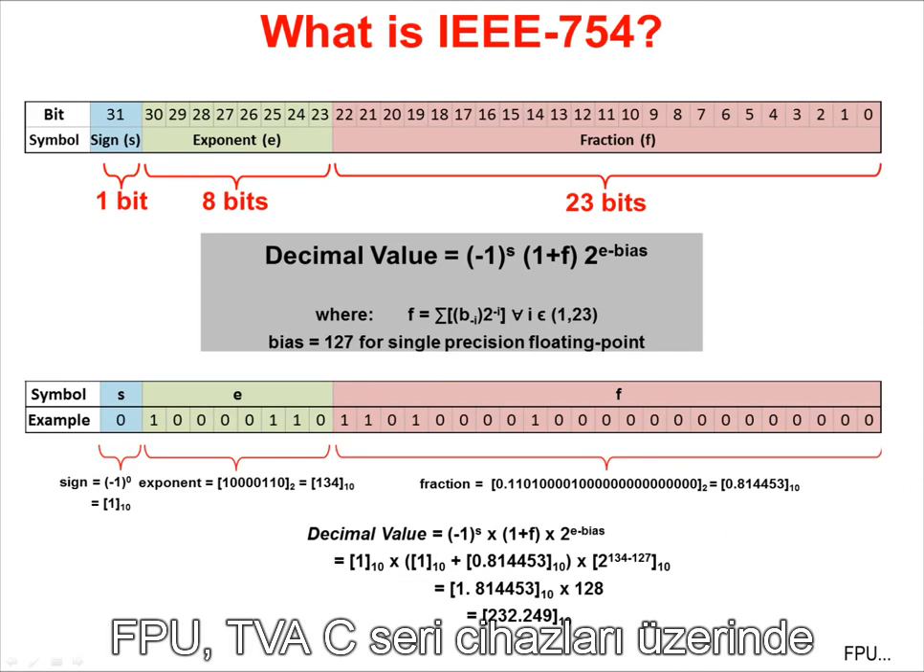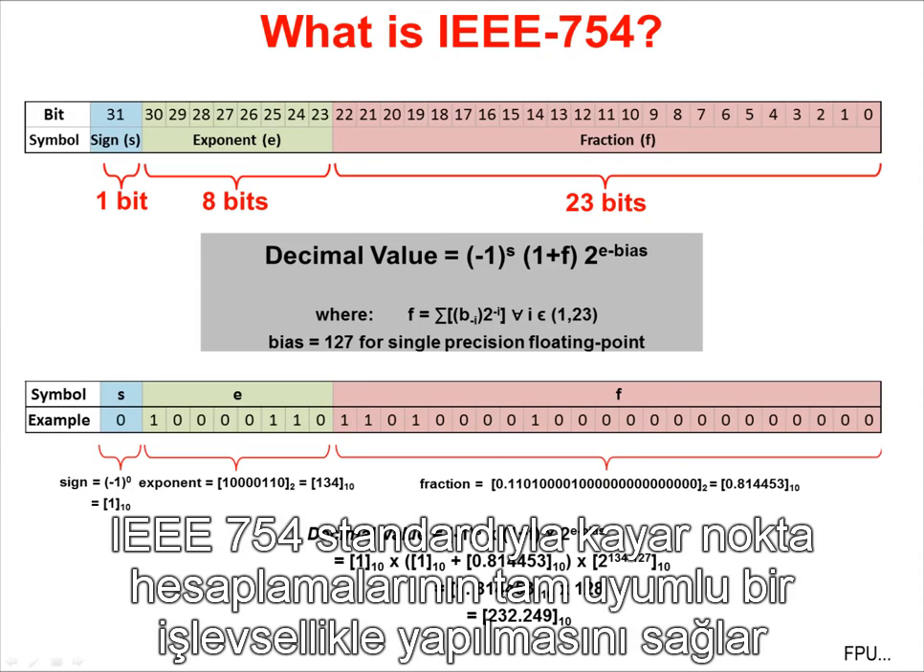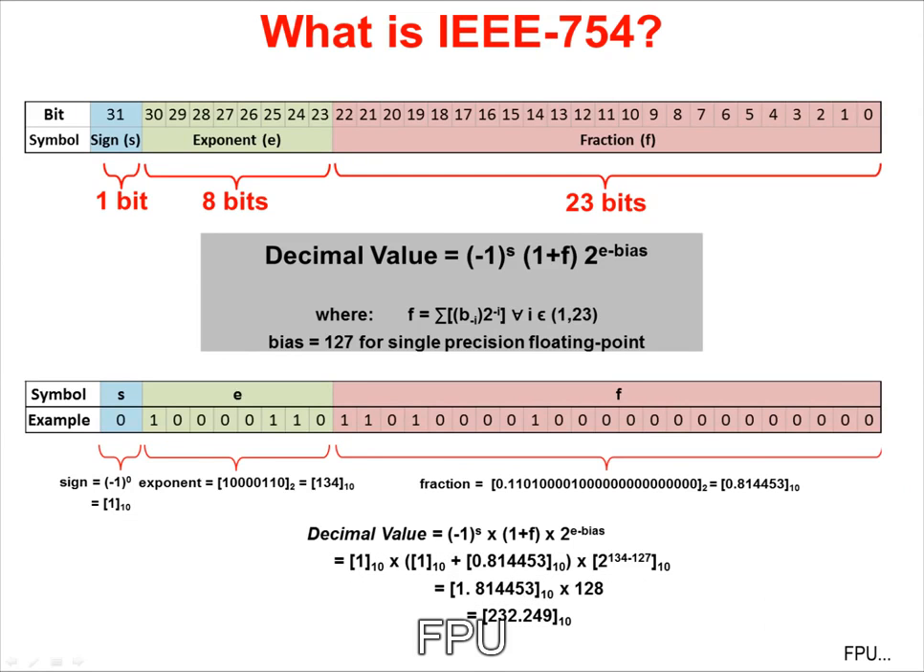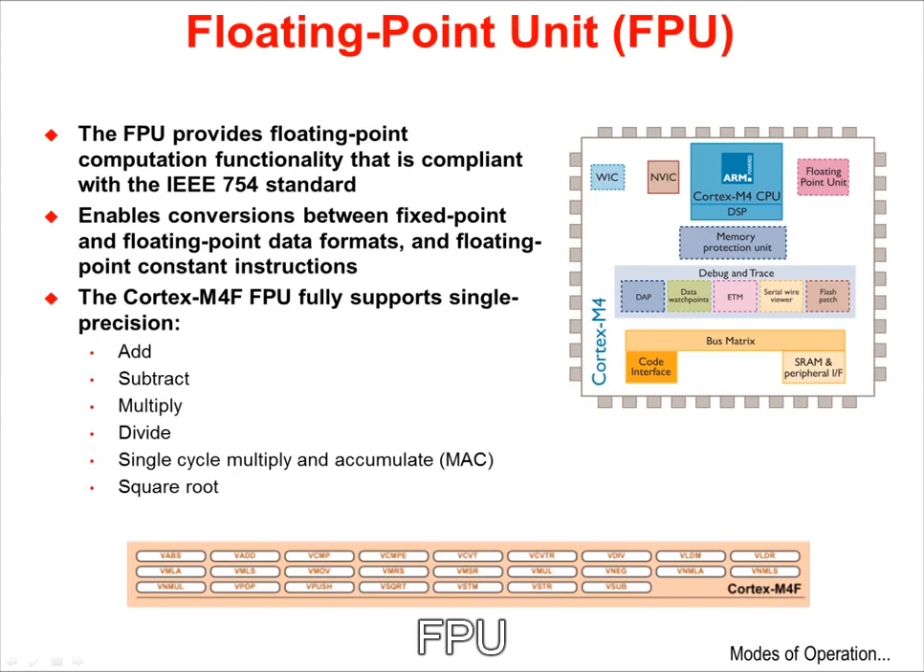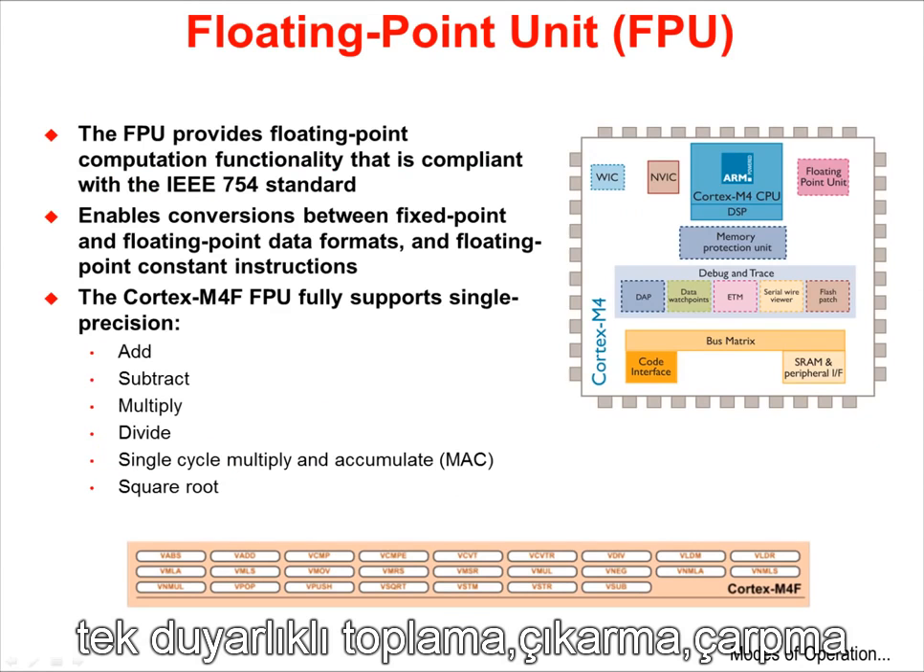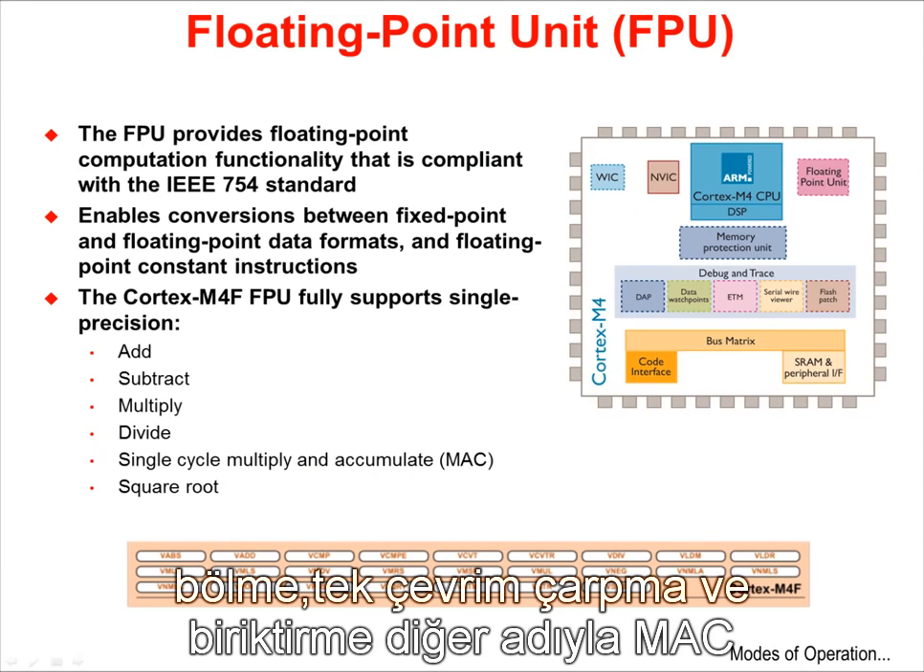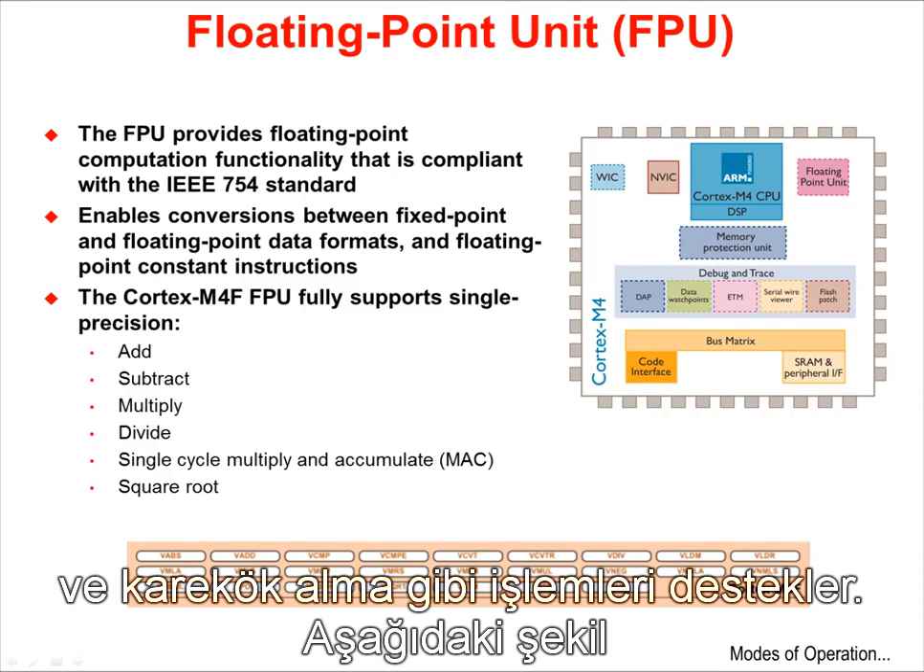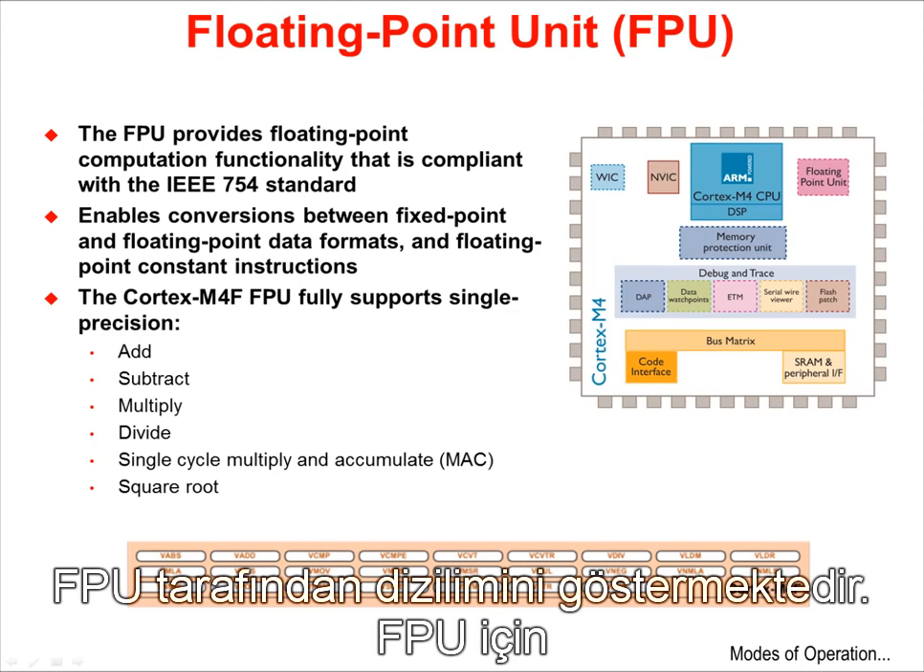The floating point unit on the Tiva C-series devices provides floating point computation functionality that is fully compliant with the IEEE 754 standard. The floating point unit supports single precision adds, subtractions, multiplies, divides, single cycle multiply and accumulate, or MAC, and square roots. The figure at the bottom shows the additional instructions added to the base Cortex M4 set by the floating point unit.